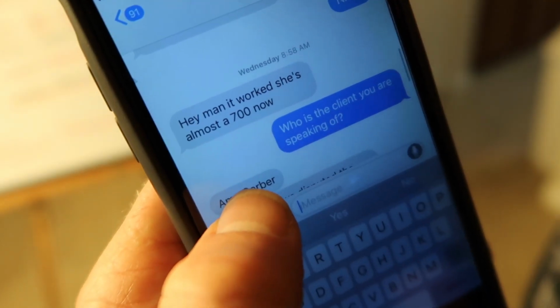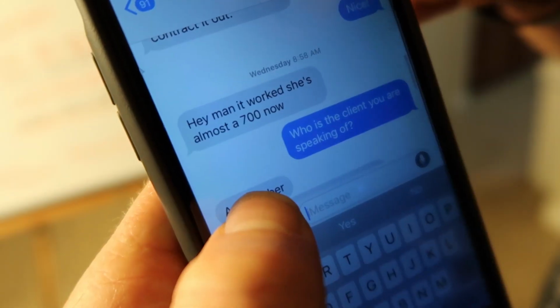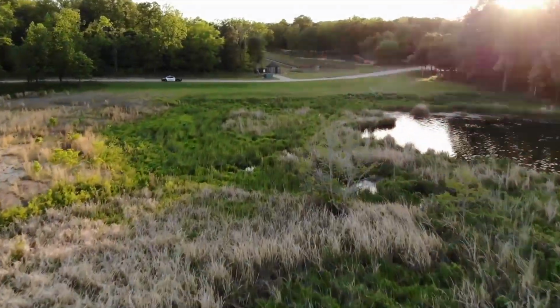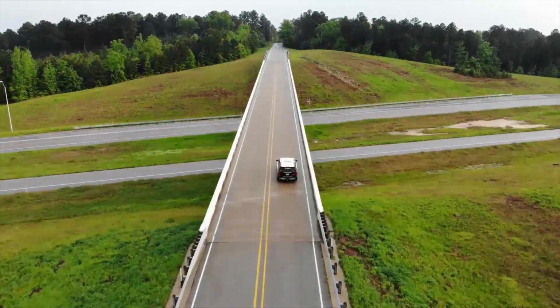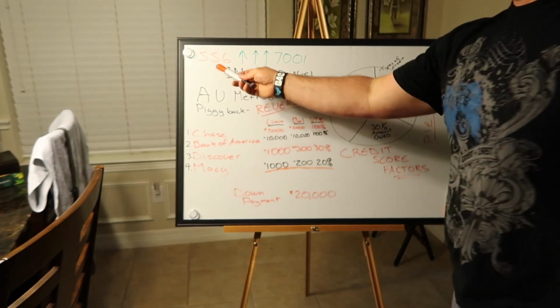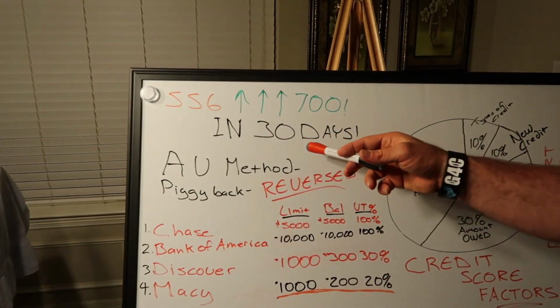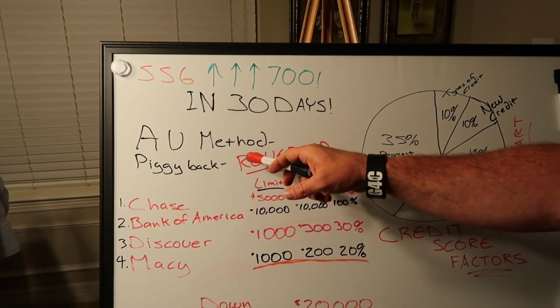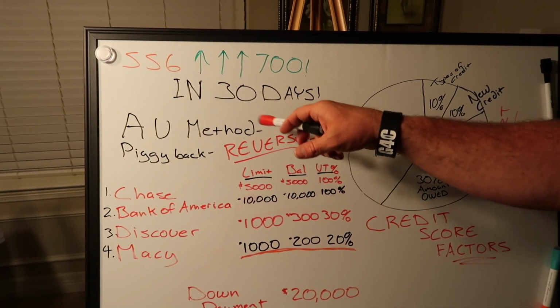I'm going to show you how we took this customer's wife's credit score from a 556 up to 700. So I'm going to show you how it all took place. She was at a 556, and we took her to 730 in days. It's called the authorized user method, but we reversed it. So I'm going to show you how this takes place.